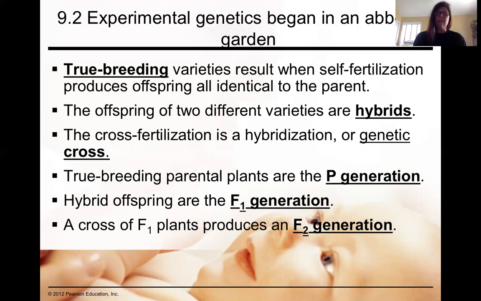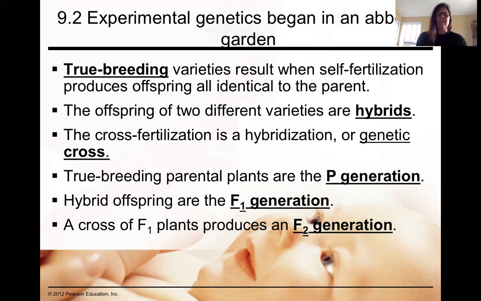If we mix them, a short and a tall plant, that variety would be called a hybrid, or we'll put in the term heterozygous a little bit later. A lot of vocab in this section. So a cross-fertilization is a hybridization or genetic cross. The true breeding parental plants are referred to as the P or parental generation. The hybrids are the F1 or filial generation. Filial means children or offspring.